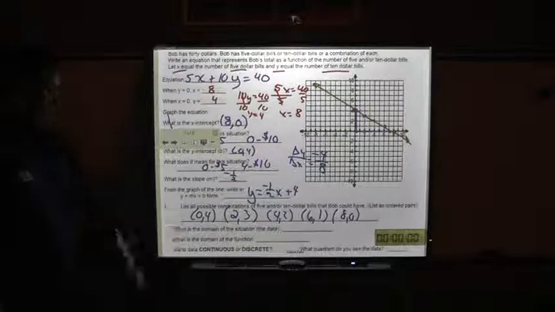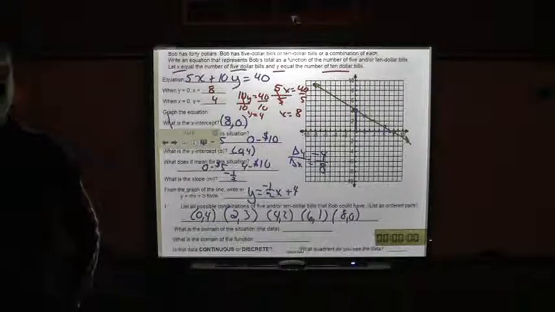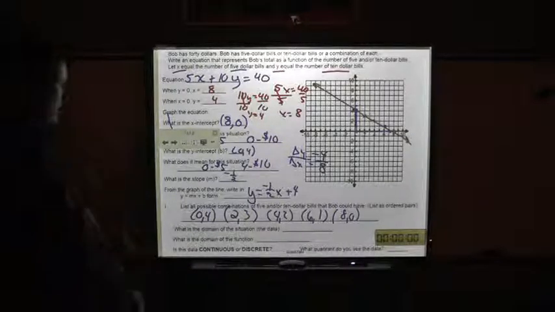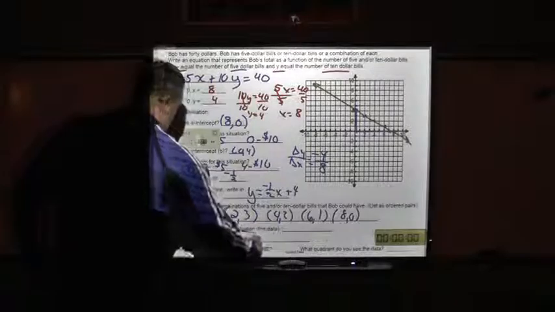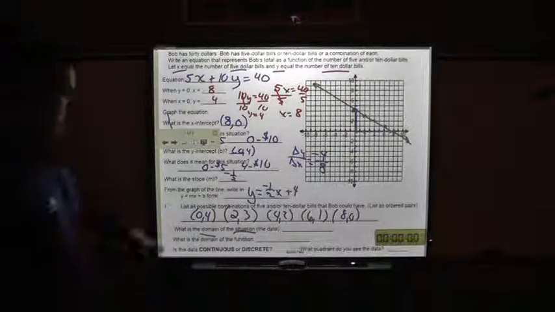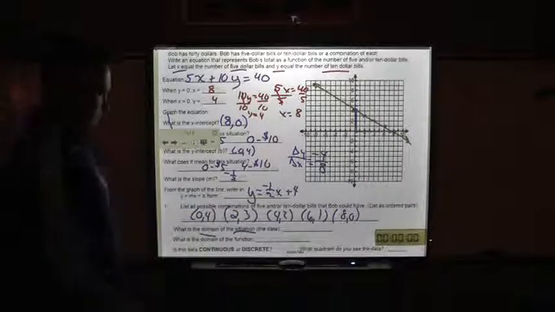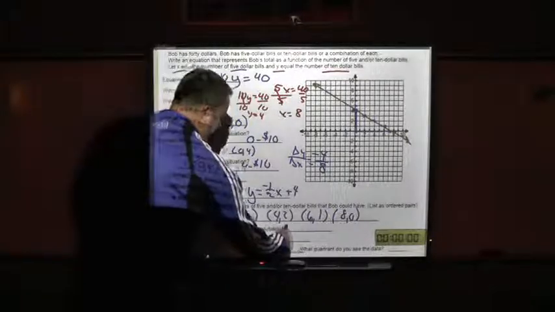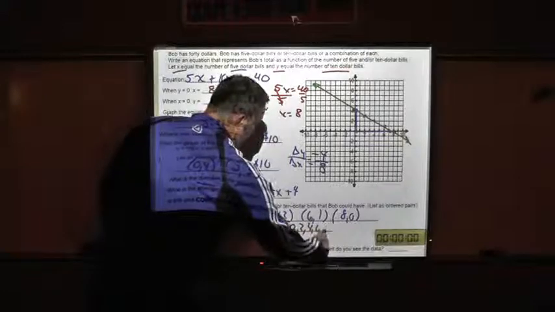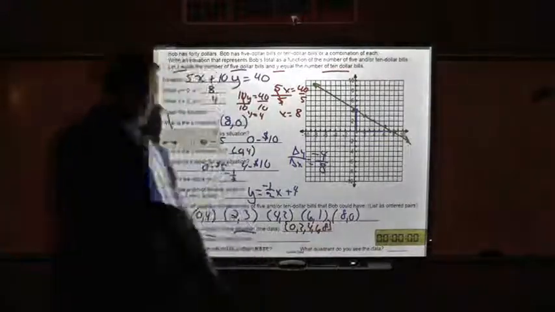Okay. All right, so when we look at the next part, what is the domain of the situation? We haven't talked about this in a while. And remember, the key words here are domain and situation. Domain is your x-coordinates. All you need is the x-coordinates from each one of those points. So it is 0, 2, 4, 6, and 8. That is your domain.